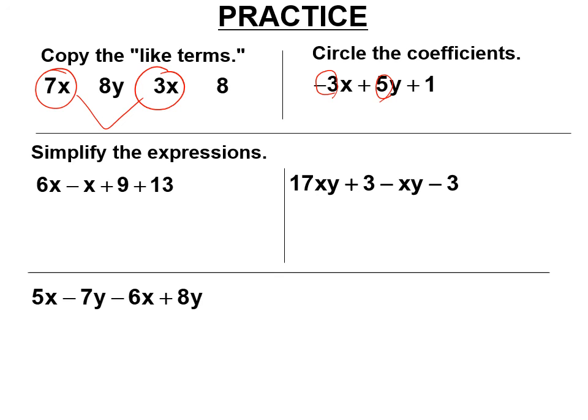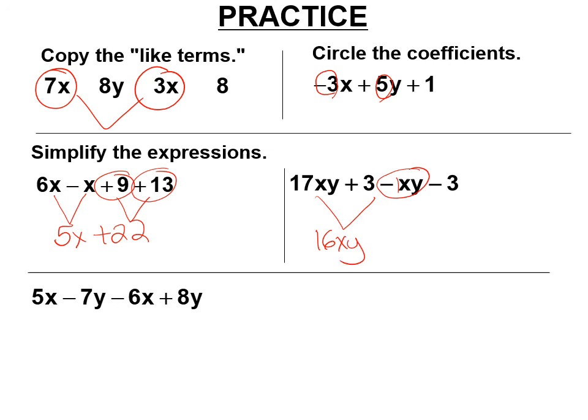All right, we're going to simplify. 6x minus x is 5x. 9 plus 13 is positive 22, so it becomes 5x plus 22. 17xy minus 1xy is 16xy. 3 minus 3 is 0, so we're not going to write plus 0. We're just going to write 16 times xy. Right, and that's not the multiplication symbol, that's x. So it's 16 times x times y.